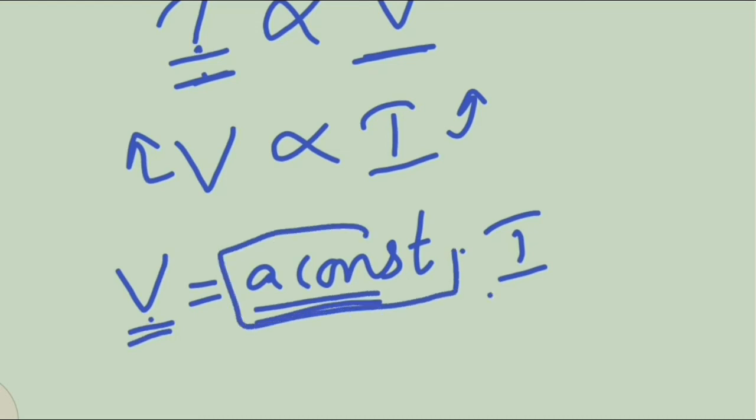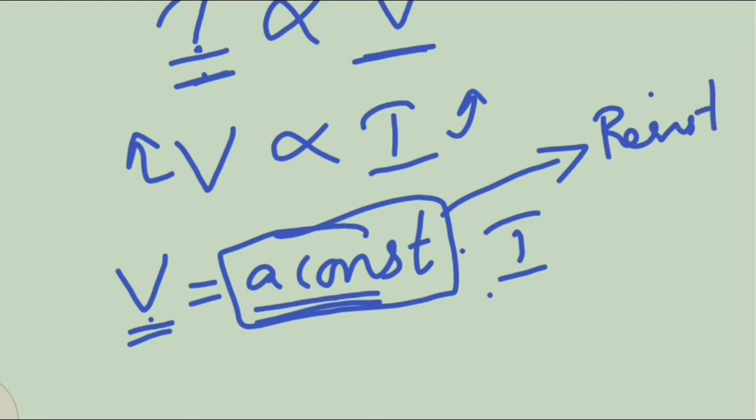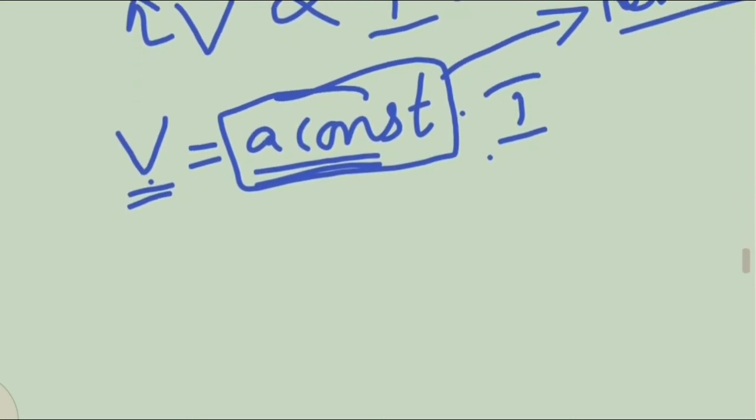And this constant is actually the resistance. We have learned about resistance earlier, so it is easy for you to understand. So the constant here is the resistance. Instead of the constant we can write R, resistance, multiplied with I.